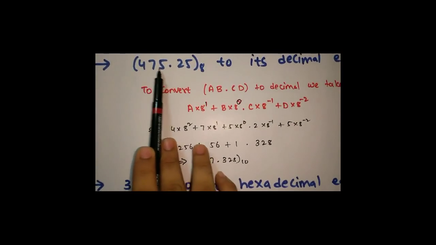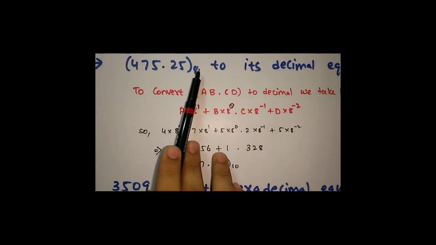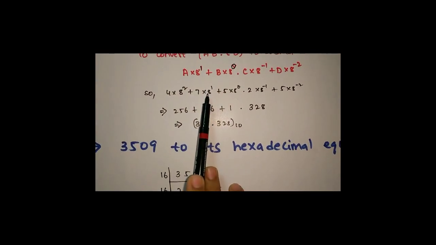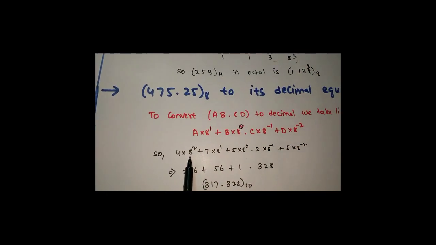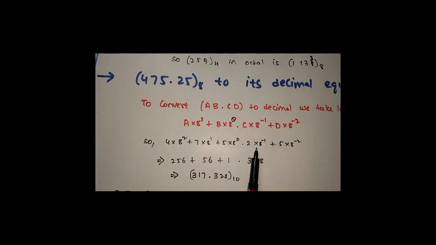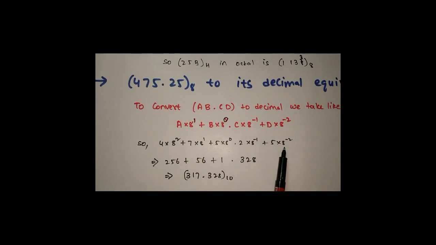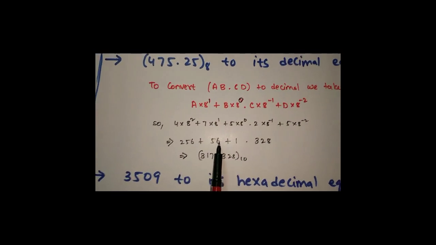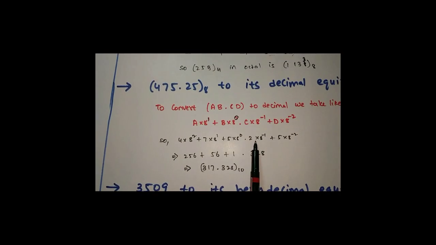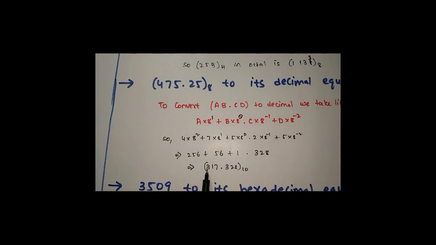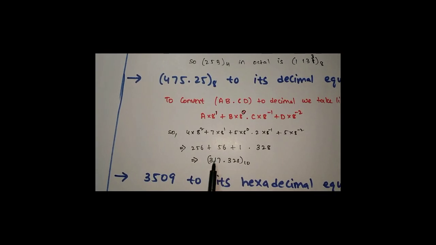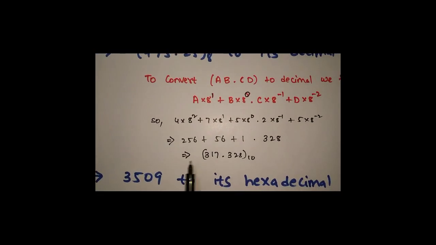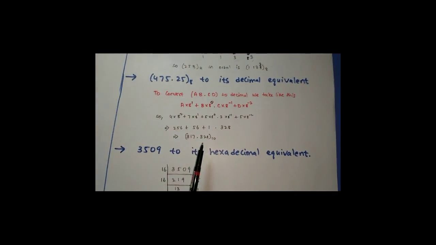Now the value of 475.25 to convert to octal, we have 5 into 8 power of 0, 7 into 8 power of 1, and 4 into 8 power of 2, point 2 into 8 power of minus 1 plus 5 into 8 power of minus 2. Now we simplify the value as this one is 256, this one is 56, and this one is 1. Point here we simplify as 0.328. So the final answer is by adding this, 317.328 to the base 10. This one is the answer for the corresponding octal.